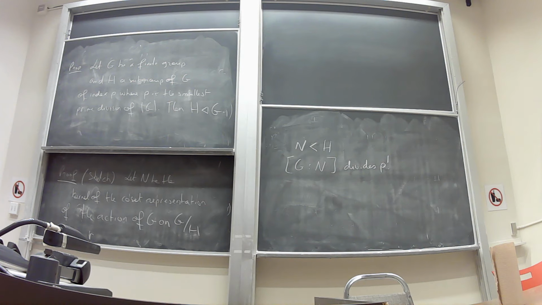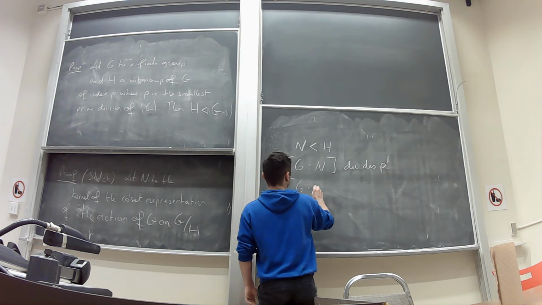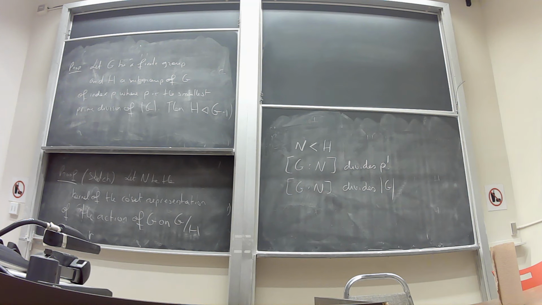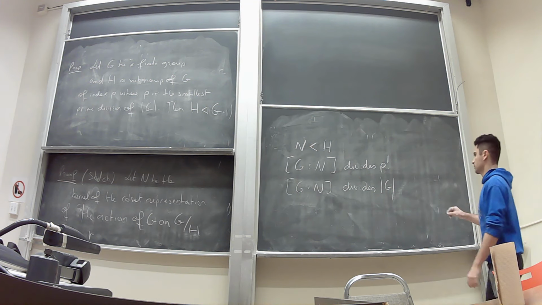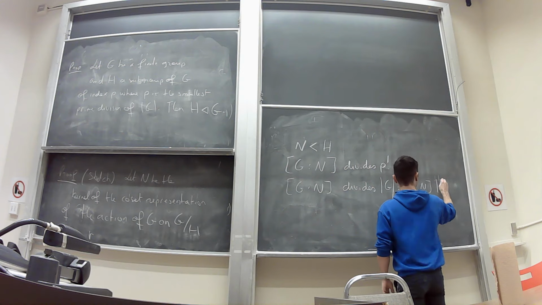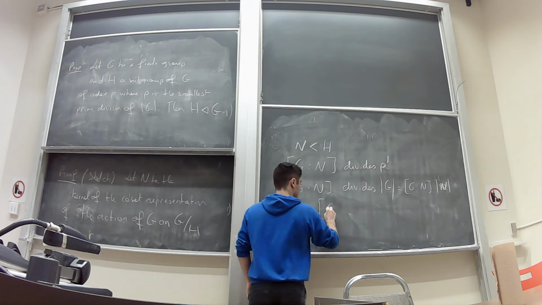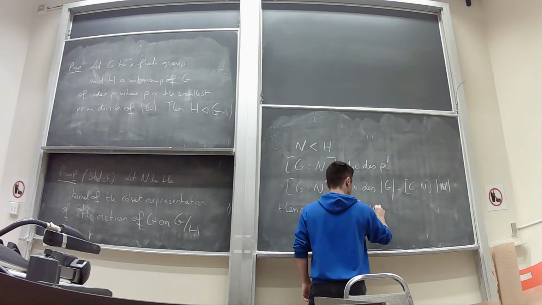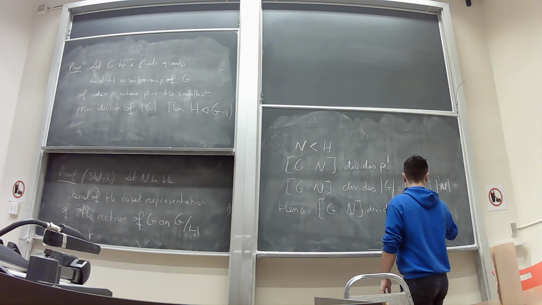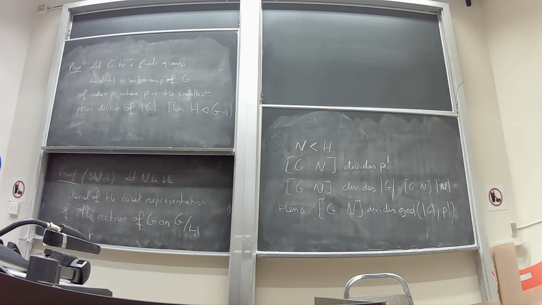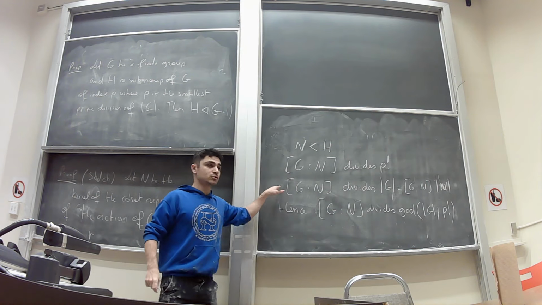Now, what do I know about G mod N? The index of N in G also divides the order of G. This is obvious because the order of G is the index of N times the order of N. Hence, the index of N in G divides the GCD of the order of G and P factorial. If it divides this one and divides this one, then it divides their GCD.